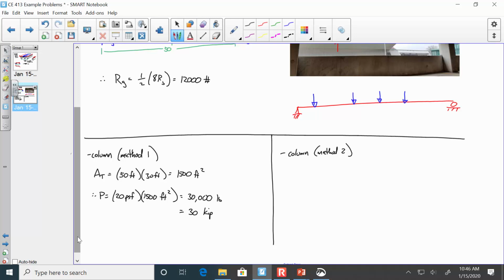That's one way of determining the load on a column. Here's the other way. Remind me, what was the beam reaction and what was the girder reaction? What was the beam reaction? 3,000. We'll say 3 kips. And this one was what, 12 kips? Look at this.